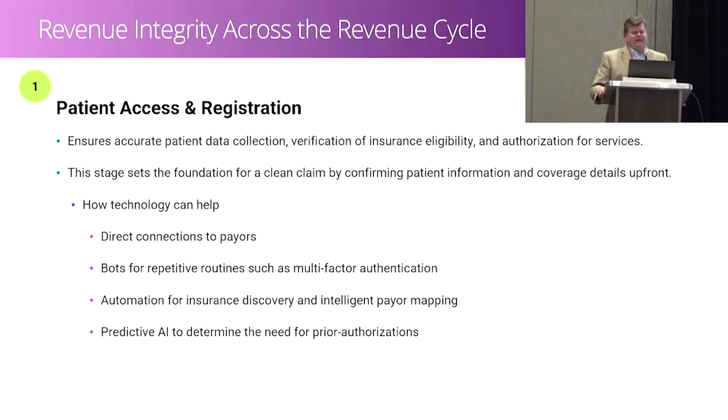And then you could have predictive AI. One example of that I have here is the need for even a prior authorization. When a patient is presented with a certain procedure and diagnosis, it can actually predict whether you even need to go to the trouble of looking for a prior authorization.